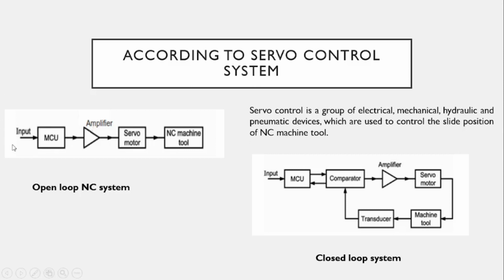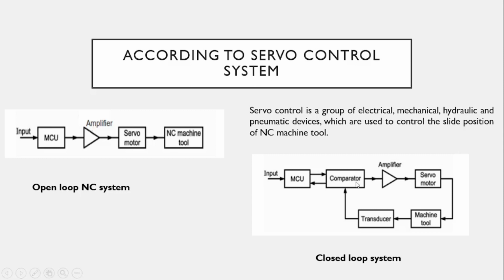The input will be given to the main control unit. This main control unit then gives the signals to the amplifier. This amplifier amplifies the signals and moves it to the servo motor. Then this motor gives the power to the numerical control machine tool. So there is no need of feedback or closed loop system. It will give the feedback after the completion of the machine tool.